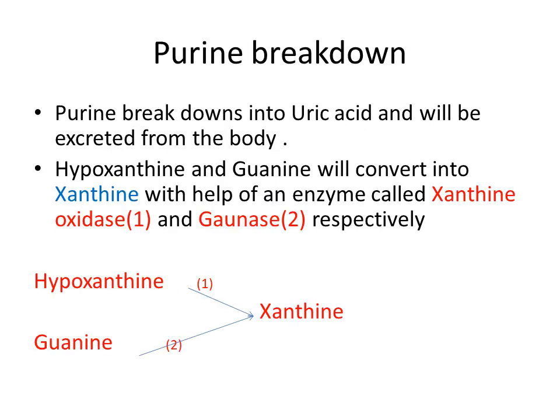Now how does purine breakdown occur? Purine breaks down into uric acid and will be excreted from the body. Hypoxanthine and guanine will convert into xanthine with the help of an enzyme called xanthine oxidase and guanase respectively. If the purine cannot break down into uric acid or uric acid cannot be excreted from the body, there will be certain disorders that we will talk about in my next video.